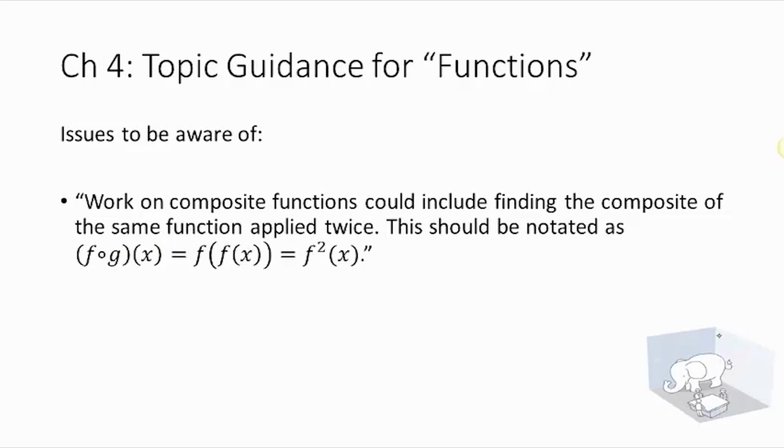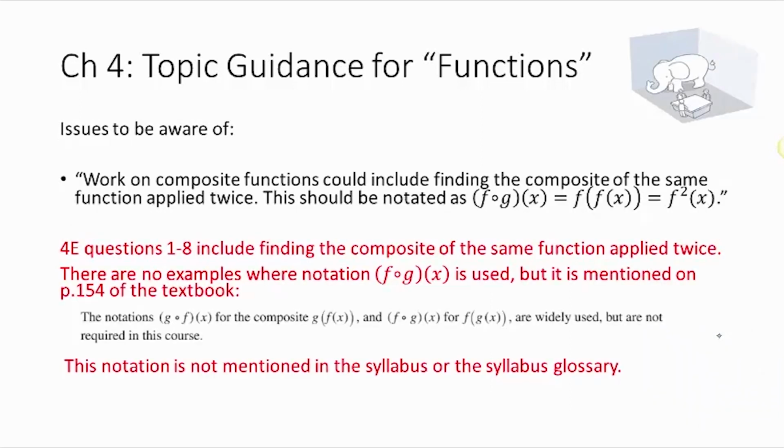Now looking at the topic guidance with regard to chapter 4, that elephant's back in the room again. This is something that is important. It says in the topic guidance, work on composite functions could include finding the composite of the same function applied twice. And then it says this should be notated as, and gives particular notation. Now, the issue here is that in 4e, questions 1 to 8, we've got finding the composite of the same function applied twice, but there are no examples where that notation, f with a little o, g of x, is used. But we do mention it on page 54 of the textbook, and here is the quote from that. But I would say that the topic guidance is the only place that notation with the little circle has come up. It's not in the syllabus and it's not in the syllabus glossary. So we're told that the topic guidance is not the syllabus document. So one would imagine that means that notation is not necessarily going to be used.